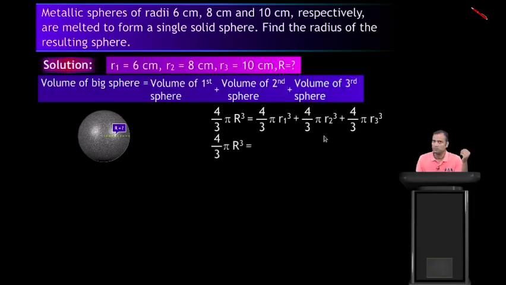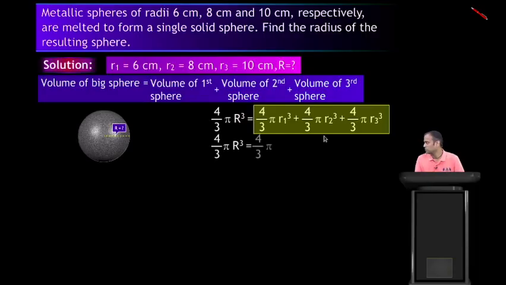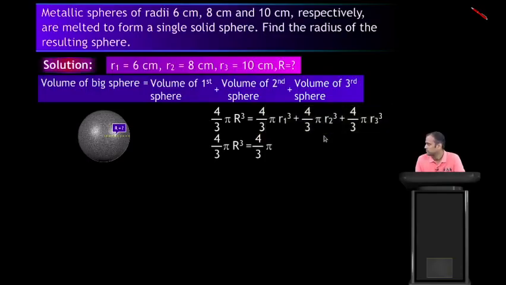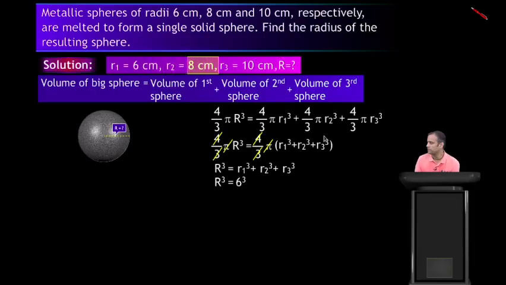Now we have to solve this one. First you have to check, is there anything common between all 3 terms? So we can take out 4 upon 3 pi, and then we are left with R1 cube plus R2 cube plus R3 cube. We take out 4 upon 3 pi from each term. Now we can cancel this out. So after cancellation we get R cube equals R1 cube plus R2 cube plus R3 cube. Now we can put the values for each one, and after solving we will get the answer.